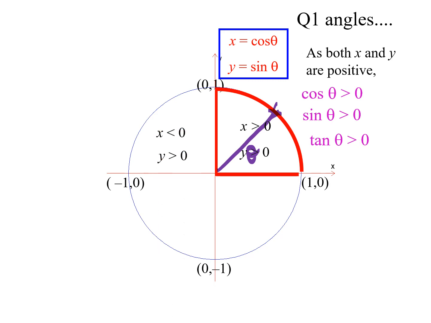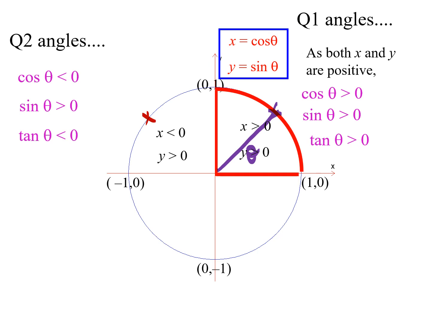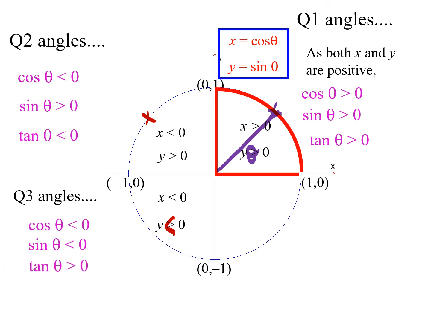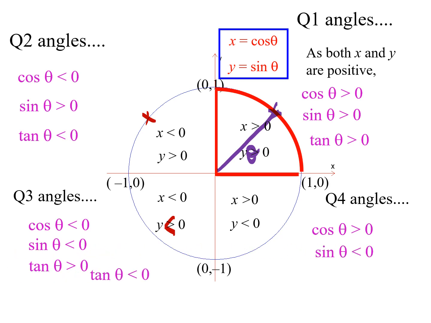In the second quadrant, x is negative, and y is positive. So cosine is negative and sine is positive. Tangent will be negative because it's positive over negative. And in the third quadrant, x is negative, y has to be negative. Please do a correction in your notes: it has to be y less than 0. So cos is negative, sine is also negative, and tangent will be positive, negative over negative. In quadrant 4, you've got x positive, y negative, and so tangent will be negative as well. So basically x is positive in the first and the fourth quadrant. Y is positive in the first and the second quadrant.